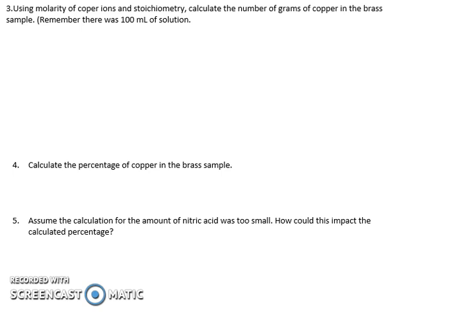What we're going to focus on right now is how to do the rest of the lab questions. So number 3, using the molarity, sorry about the typo, molarity of copper ions in stoichiometry, calculate the number of grams of copper in the brass sample. All right, so the first thing you guys are going to notice is it does require you to use stoichiometry to calculate it. And you might be wondering, where's the equation? The equation you're going to use for this one is the equation from the beginning of the lab.